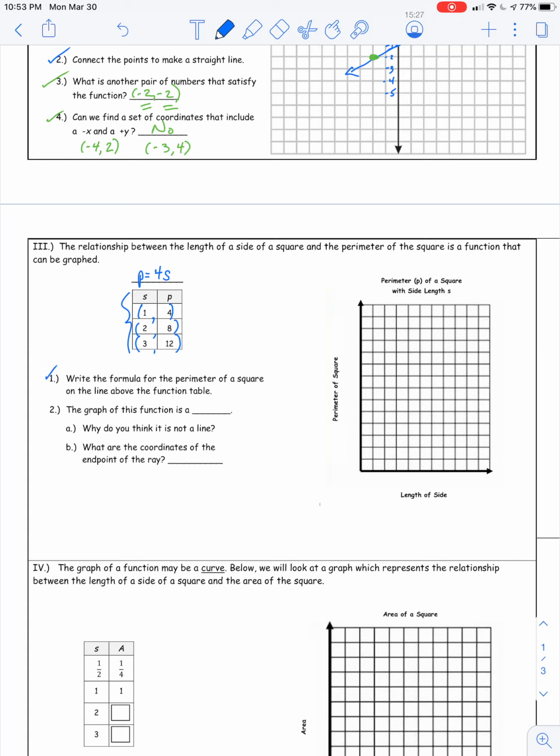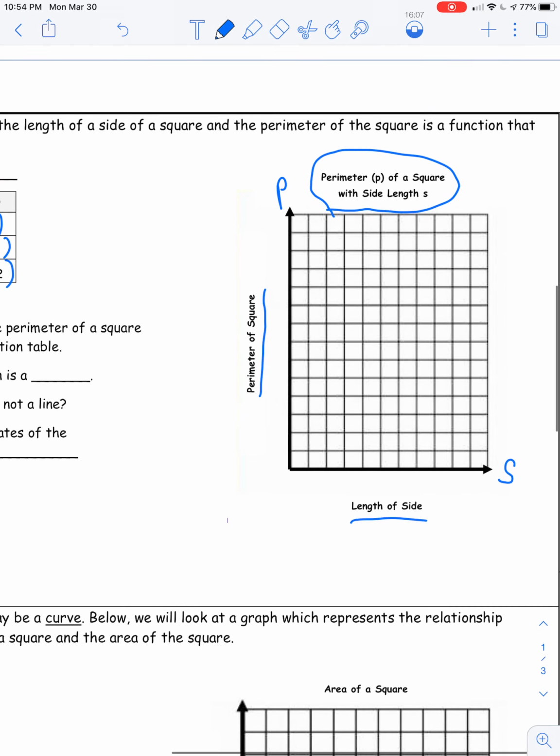Oh, and let me just cover this with you. We're not going to call this X and Y. Because this is a real life example, we're going to name these according to what they represent in our problem. So the bottom here is going to represent the length of a side of a square. So we're just going to call that axis S. And then this axis, which would normally be our y-axis, is representing the perimeter of the square. And so we're going to call that P. That axis will be named P. Okay, and then this part up here is just the title of what our graph is representing.